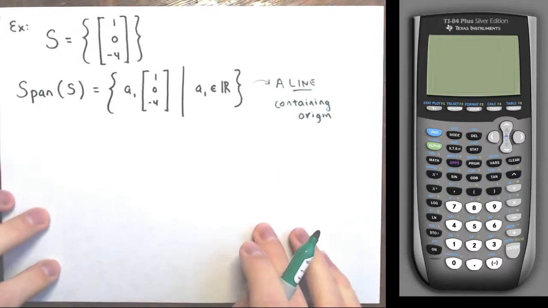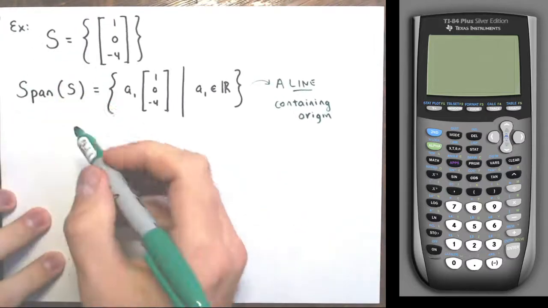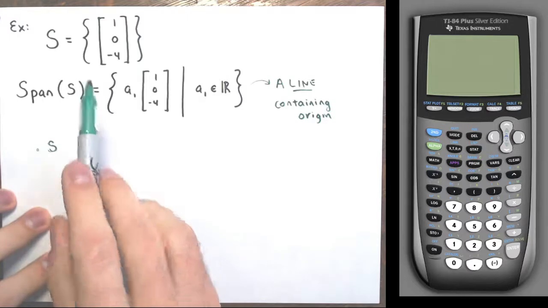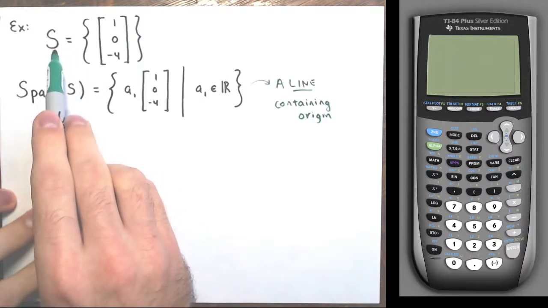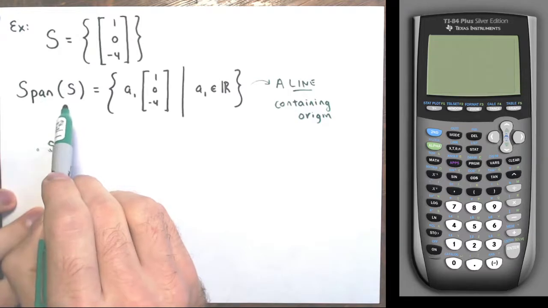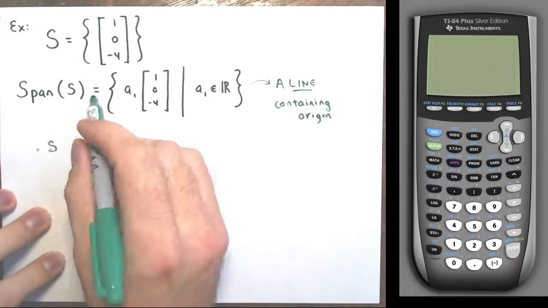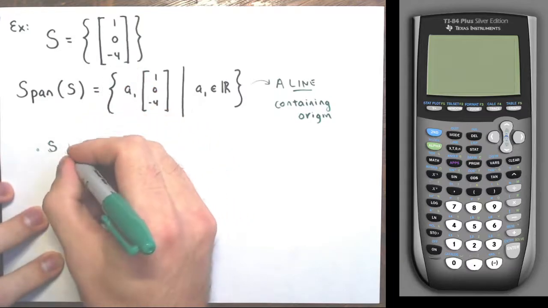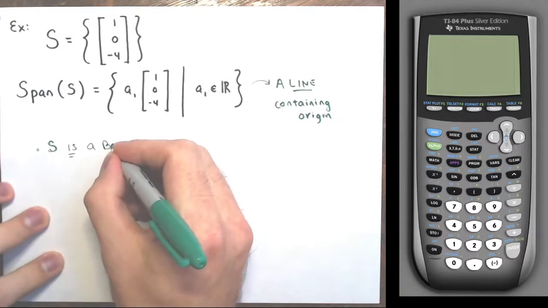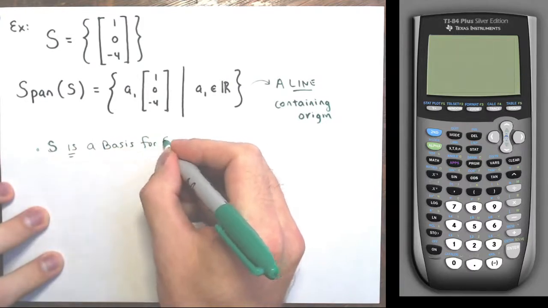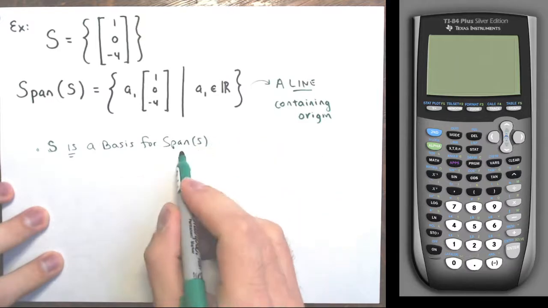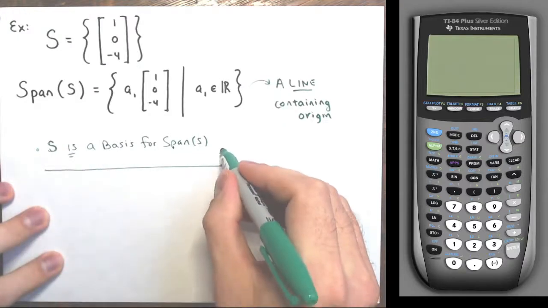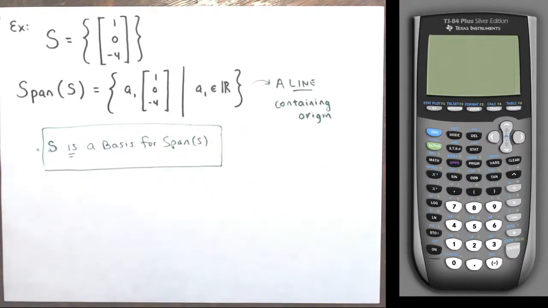So the question I'll start with is, is S a basis? Well, S, again, I'm not going to write this time. I'm just going to say it. S definitely spans the span of S, right? By definition. S is also linearly independent, right? It's a single non-zero vector. So S is a basis for the span of S. Right? Every vector in the span of S can be written as a linear combination of the vectors of S, and S is linearly independent. So that's all I need. All right? Very quick and simple.